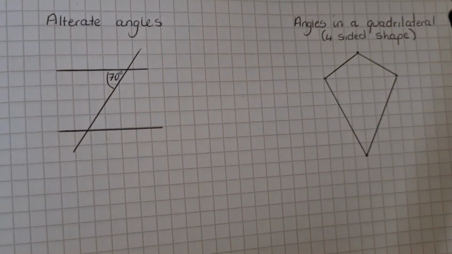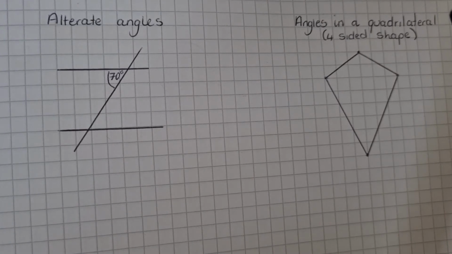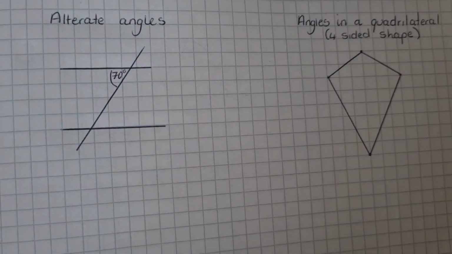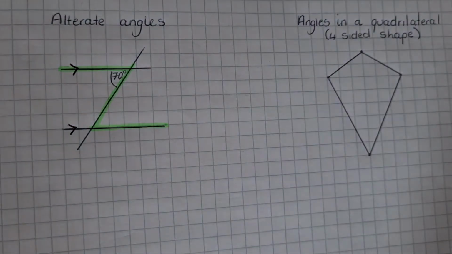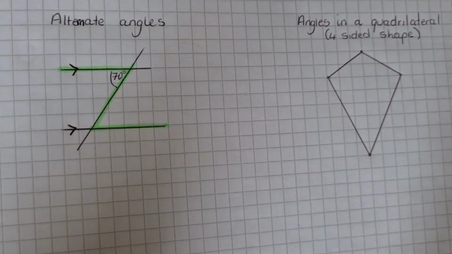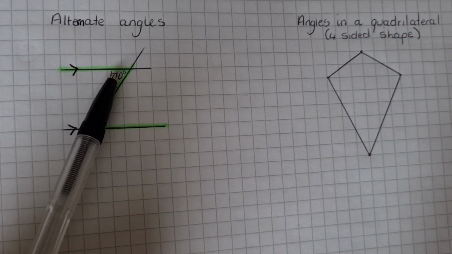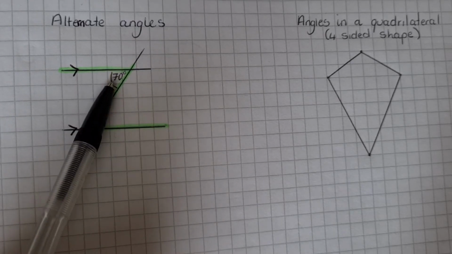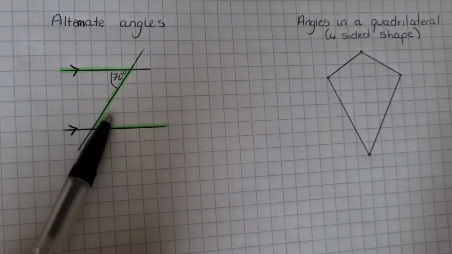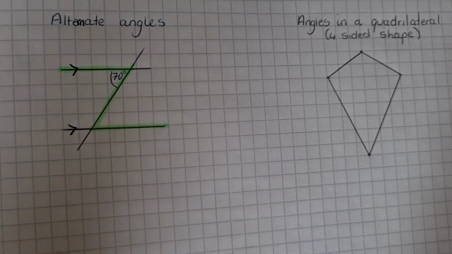Next, we're going to look at alternate angles. So alternate angles are made again with two parallel lines, and they are in the shape of a Z. And what's important to remember about alternate angles, have I spelled alternate wrong? I have. So what's important about them is the opposite corners of your Z are the same. So if this one is 70, this one down here is going to be 70 as well.